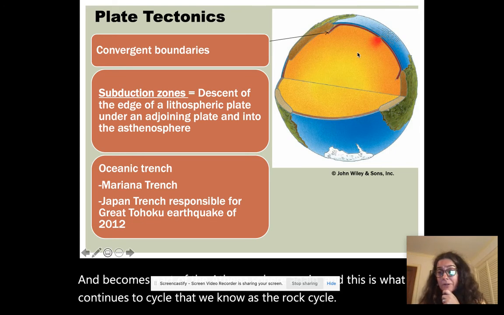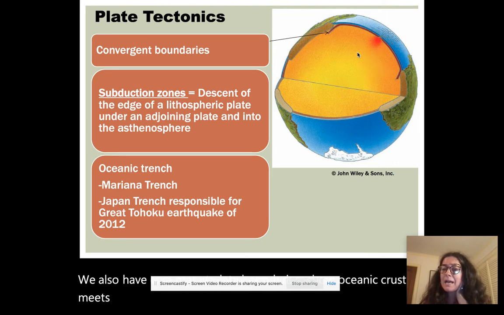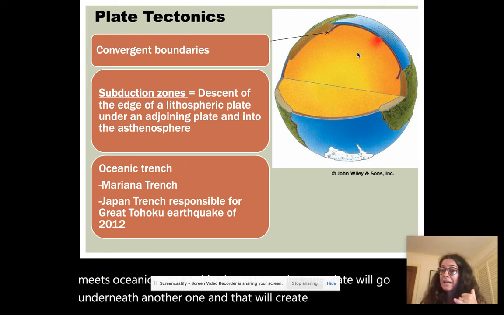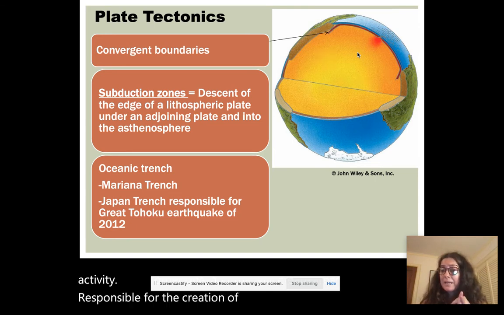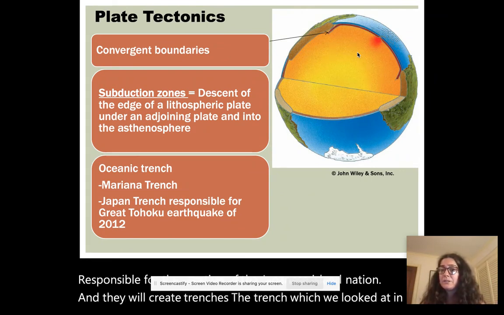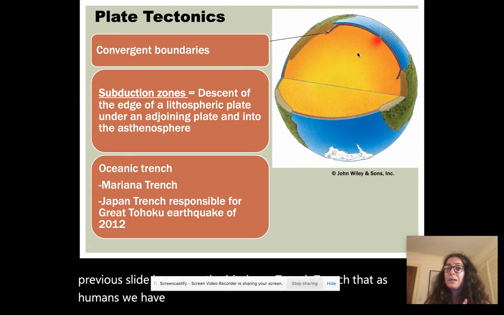We also have convergent plate boundaries where oceanic crust meets oceanic crust. And in those examples, one plate will go underneath another one, and that will create areas of volcanic activity responsible for the creation of the Japanese island nation. And they will create trenches. The trench which we looked at in a previous slide, known as the Marianas Trench, is a trench that as humans we have not even been able to get to, even using electronics or building some sort of a device.